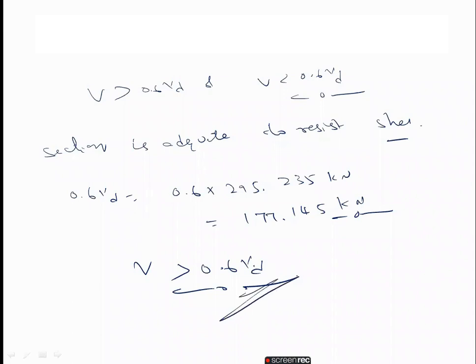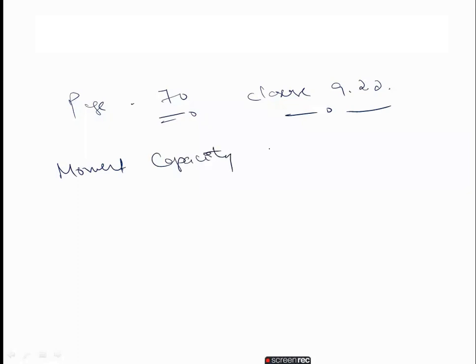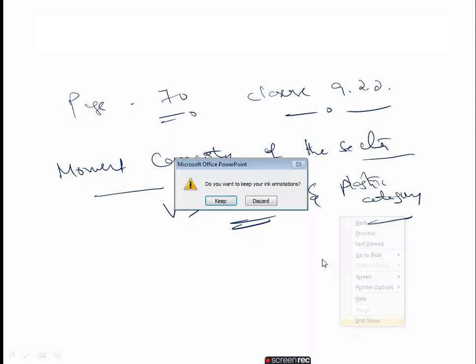Now by this condition, open page number 70 of the IS 800 code book. Using page number 70 and clause number 9.2.2, we have to calculate the moment capacity of the section. Since V is greater than 0.6 Vd, and also the category is plastic, I will open the IS 800 code book, page number 70 and clause 9.2.2.